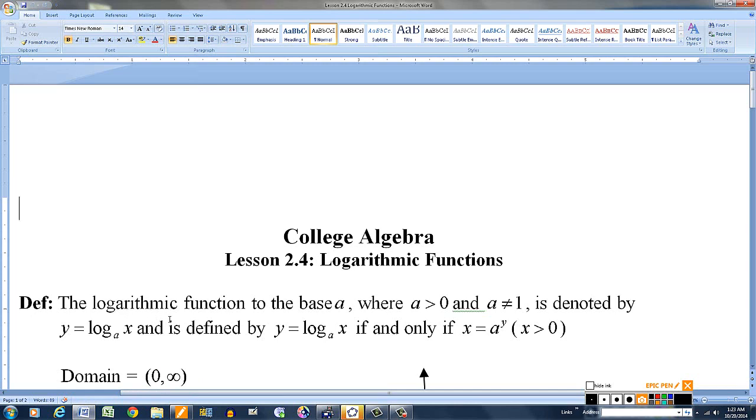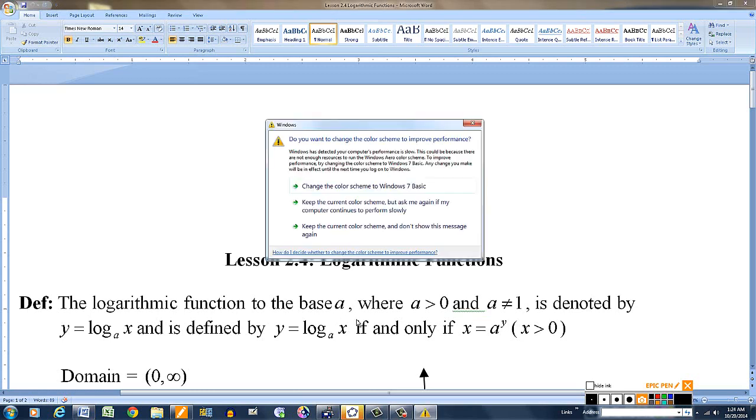There's a logarithmic function to the base a, and here a has to be positive. A cannot equal 1. It's denoted by y equals log of x to base a, and it's defined by y equals log of x to base a if and only if x is equal to a to the y. So basically this is telling you that a logarithm is an exponent. It's the exponent that you have to take this base a to, to get the number x.